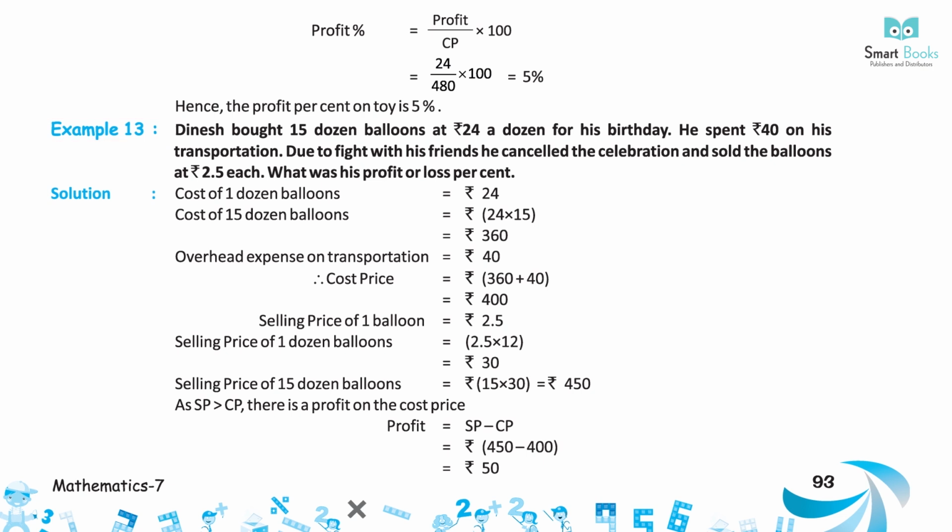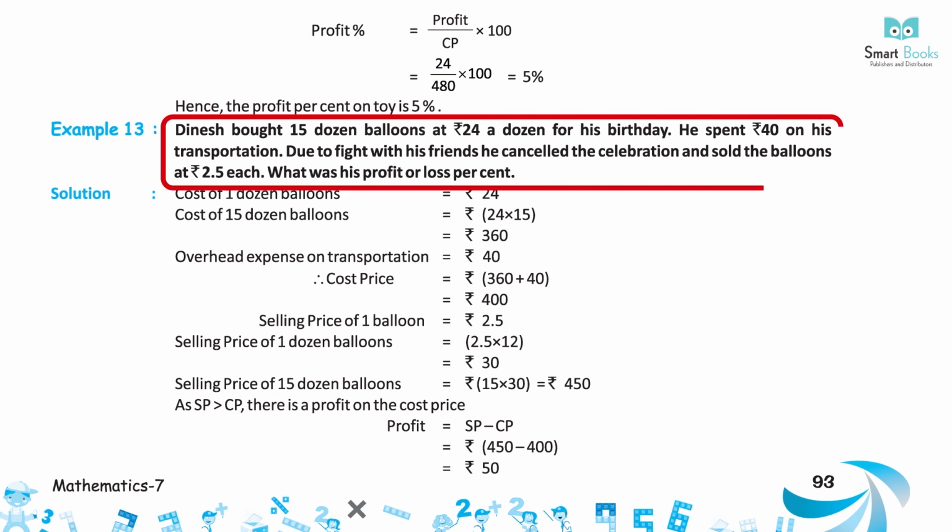Example 13. Dinesh bought 15 dozen balloons at rupees 24 a dozen for his birthday. He spent rupees 40 on his transportation. Due to a fight with his friend, he cancelled the celebration and sold the balloons at rupees 2.5 each.